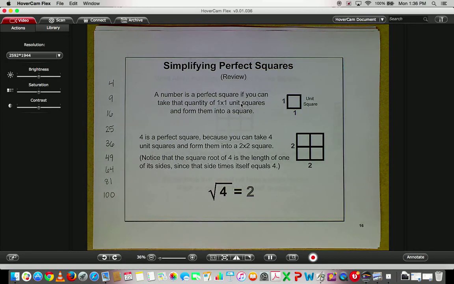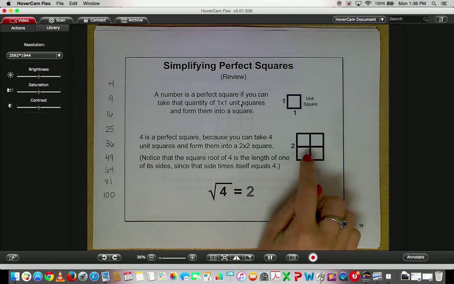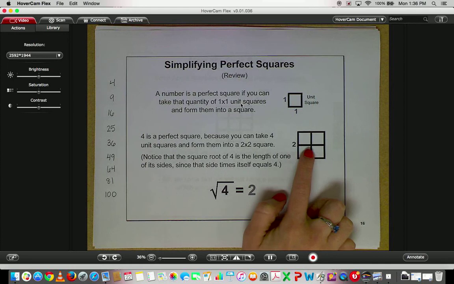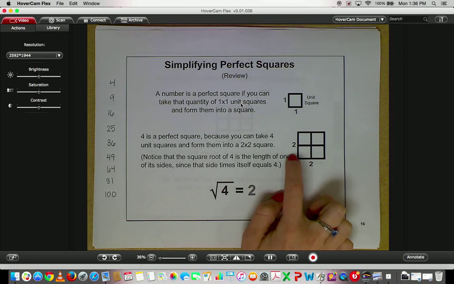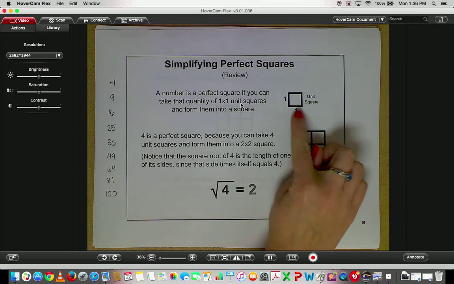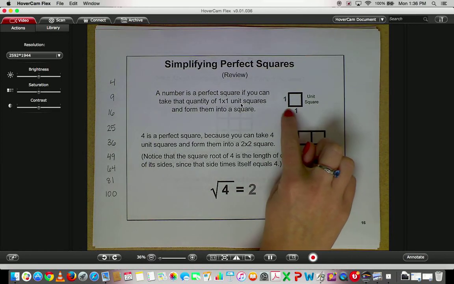So basically, a perfect square means if I told you, give me the square root of 4, you could put those 4 boxes together and get a 2 by 2. So the square root of 4 is 2. Same thing with a 1 by 1. Okay, so the square root of 1 is simply 1.